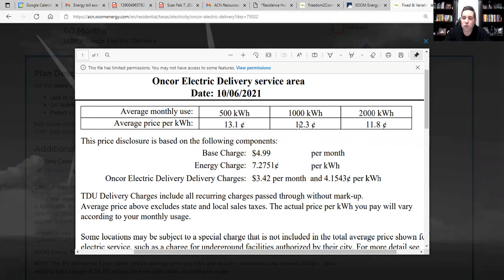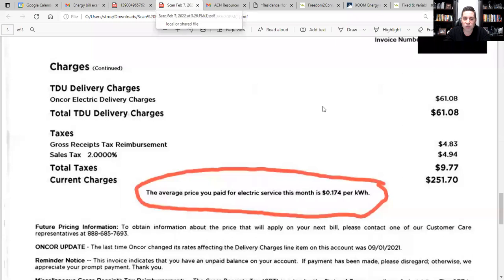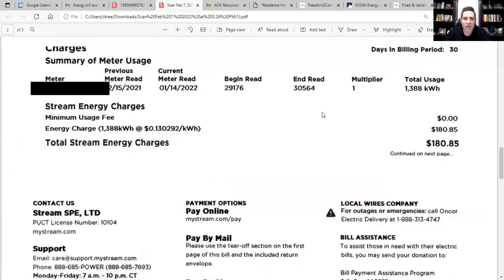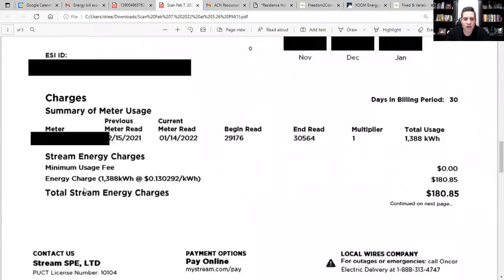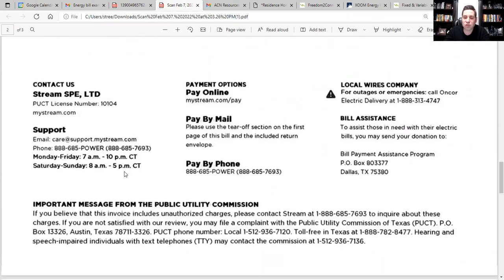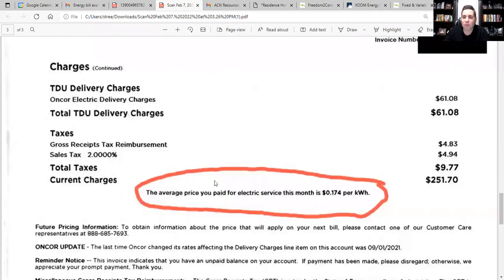So they would have been paying 12.3 cents a kilowatt versus the 17.8 cents that was charged to them by that particular provider. So on that bill, you could actually just multiply the 1,388 kilowatts by 0.123, and that would give you what this total number would be here on the bottom of the bill, minus the taxes.